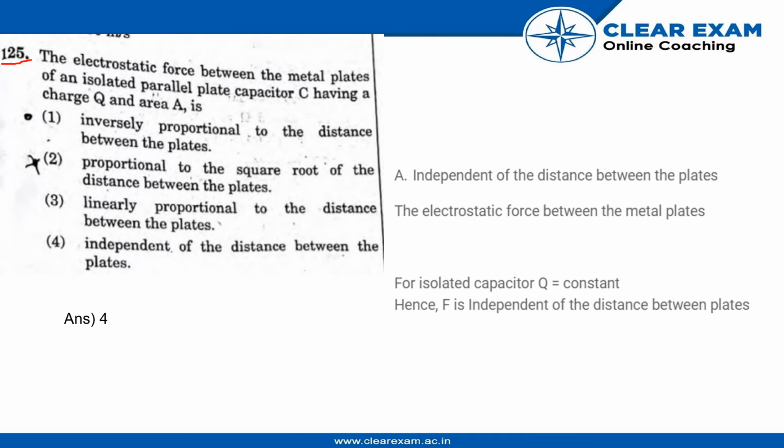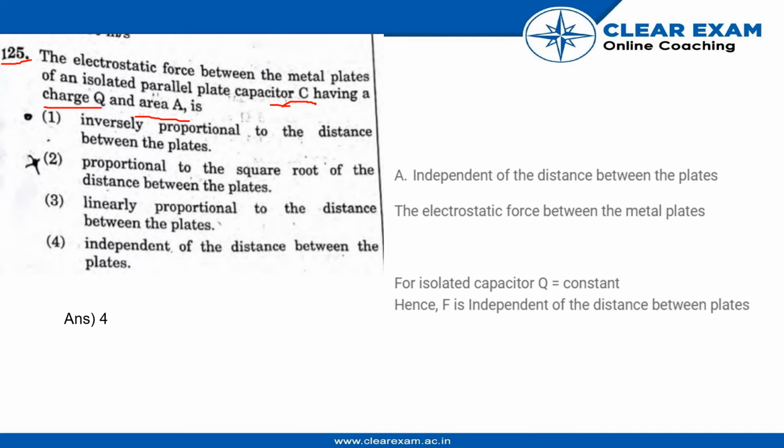It says the electrostatic force between the metal plates of an isolated parallel plate capacitor C, which has a charge Q and area A. According to the question, the options are: inversely proportional to the distance between the plates, proportional to the square root of the distance between the plates, linearly proportional to the distance between the plates, or independent of the distance between the plates.